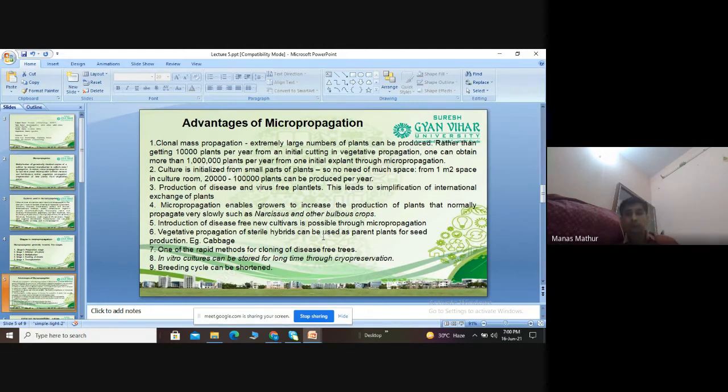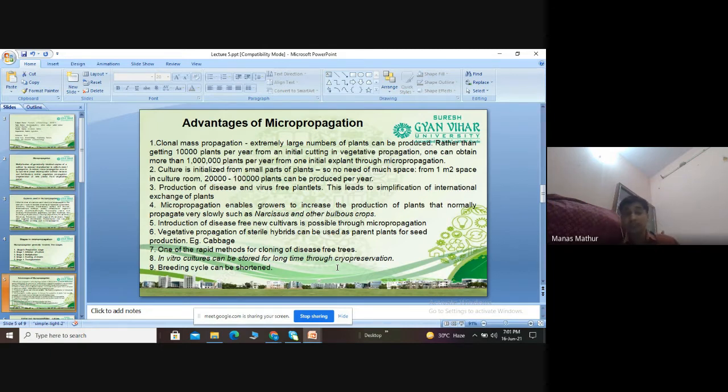In vitro cultures can also be stored for a long time through cryopreservation. It means the plant which we obtain, we can preserve for a longer period of time. Cryopreservation means preservation at very low temperature, around minus 195.